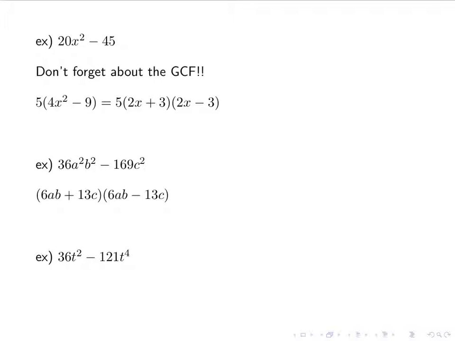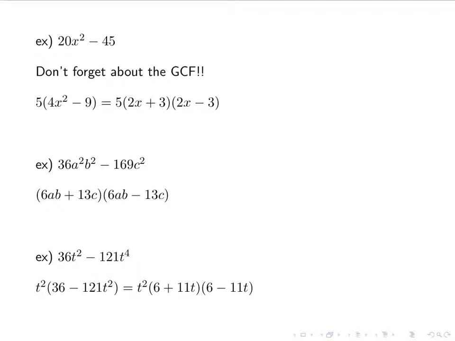36t squared minus 121t to the fourth. Again, I am going to start by noticing that there is a GCF. T squared I can pull out. So I'm going to have t squared times 36 minus 121t squared. Both of those are squares. So I have my t squared and then 6 plus 11t times 6 minus 11t.